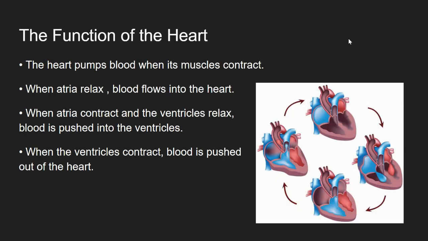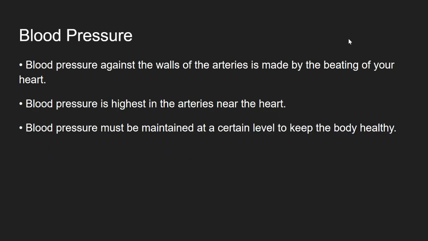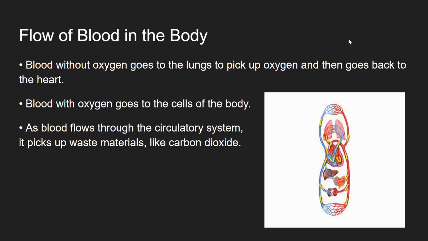Now, the heart pumps blood when its muscles contract. When the atria relax, blood flows into the heart. When atria contract and the ventricles relax, blood is pushed into the ventricles. And when the ventricles contract, blood is pushed out of the heart. Now, blood pressure against the walls of the arteries is made by the beating of your heart, and it's highest near the heart. Now, blood pressure must be maintained at a certain level to keep the body healthy.